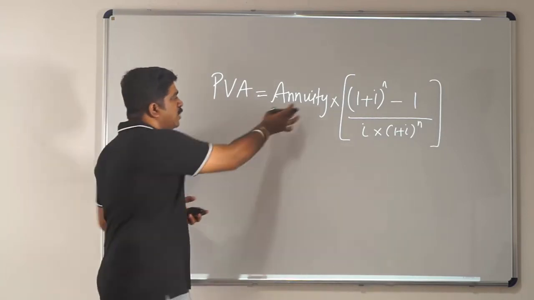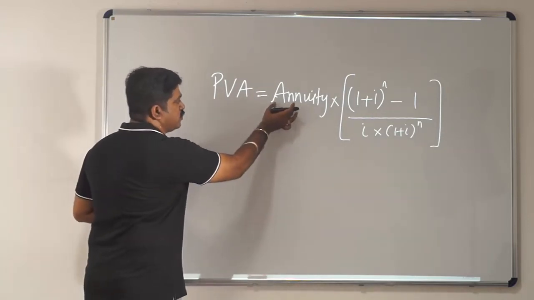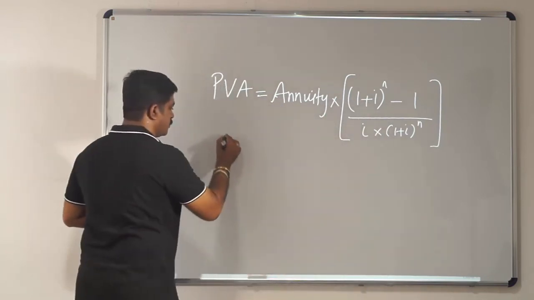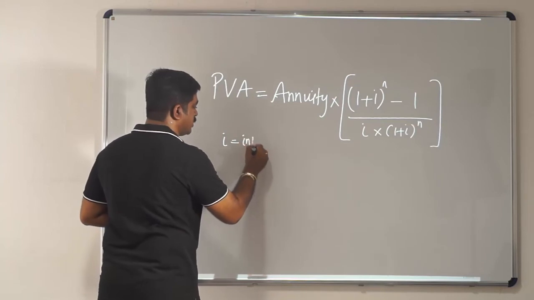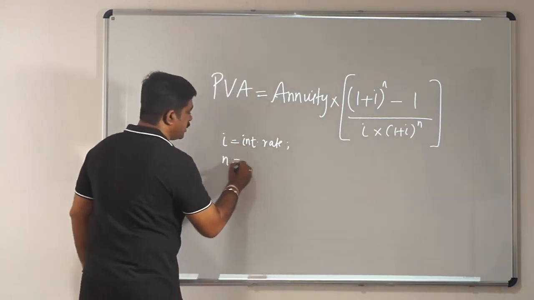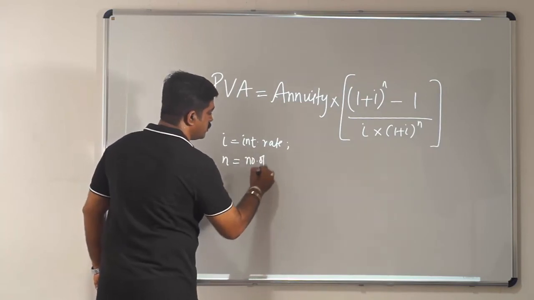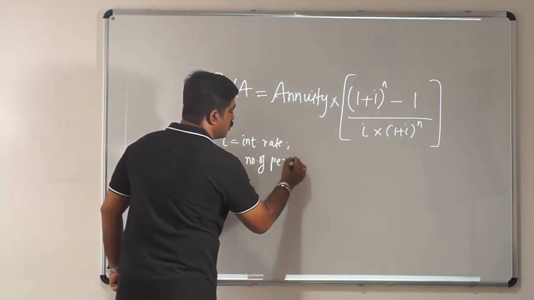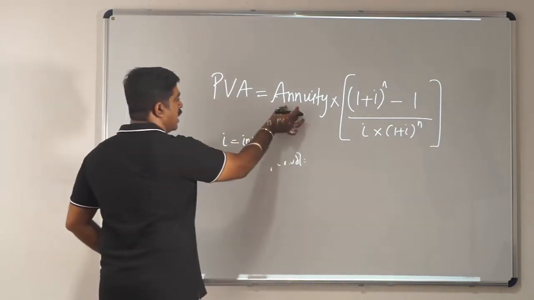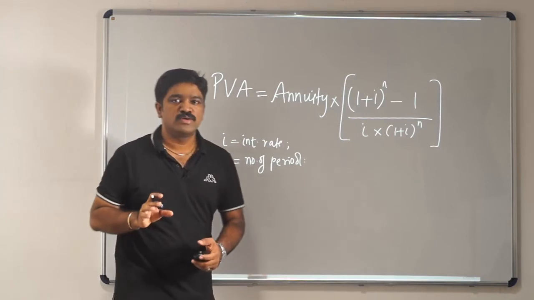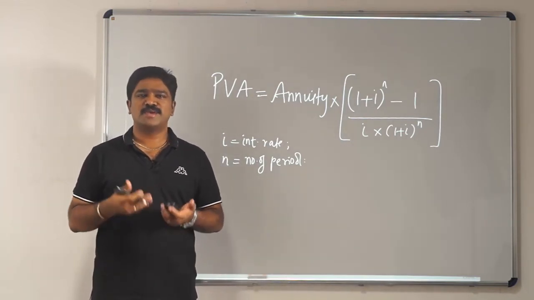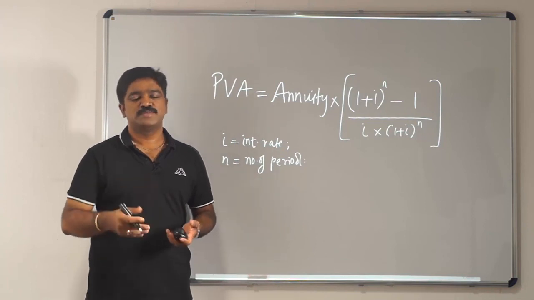Now we know annuity is nothing but uniform amount which are received at uniform intervals. What about i? i represents interest rate. What is n? n is equal to number of periods. So if you can feed these data, that is i, n and annuity, you will be able to find out what is the present value of annuity. To understand this, let's take some examples, case studies in the subsequent sessions.